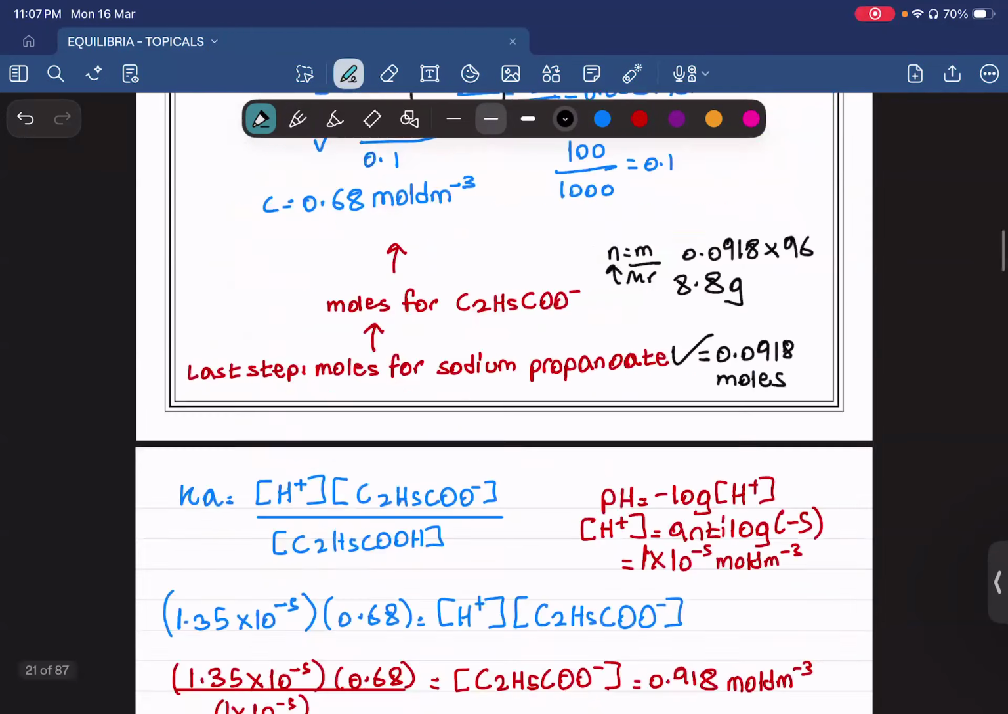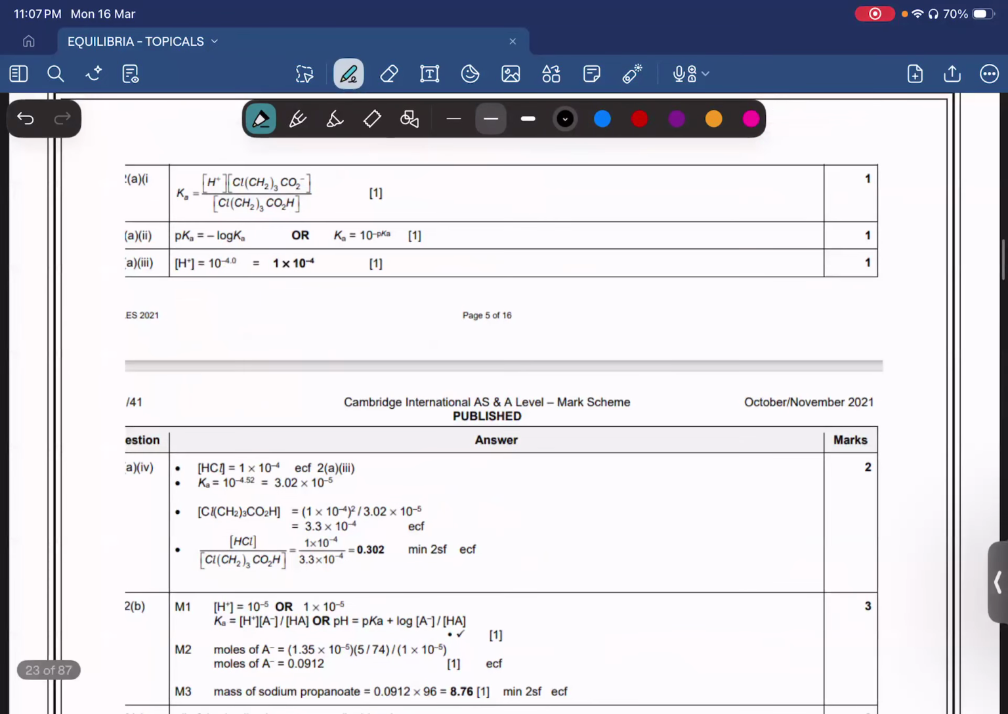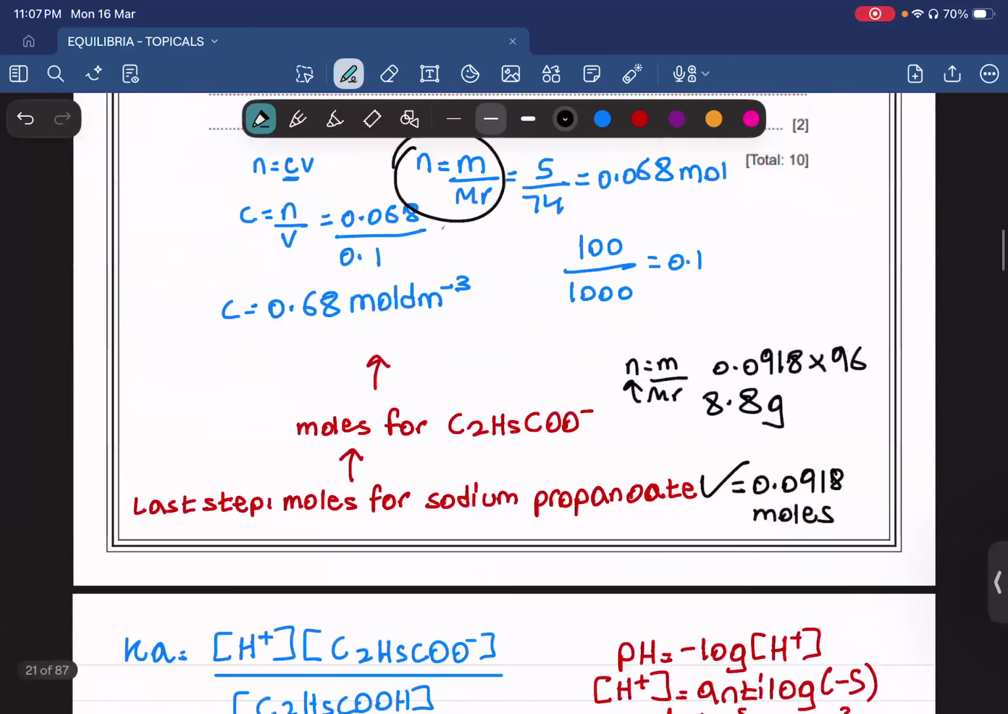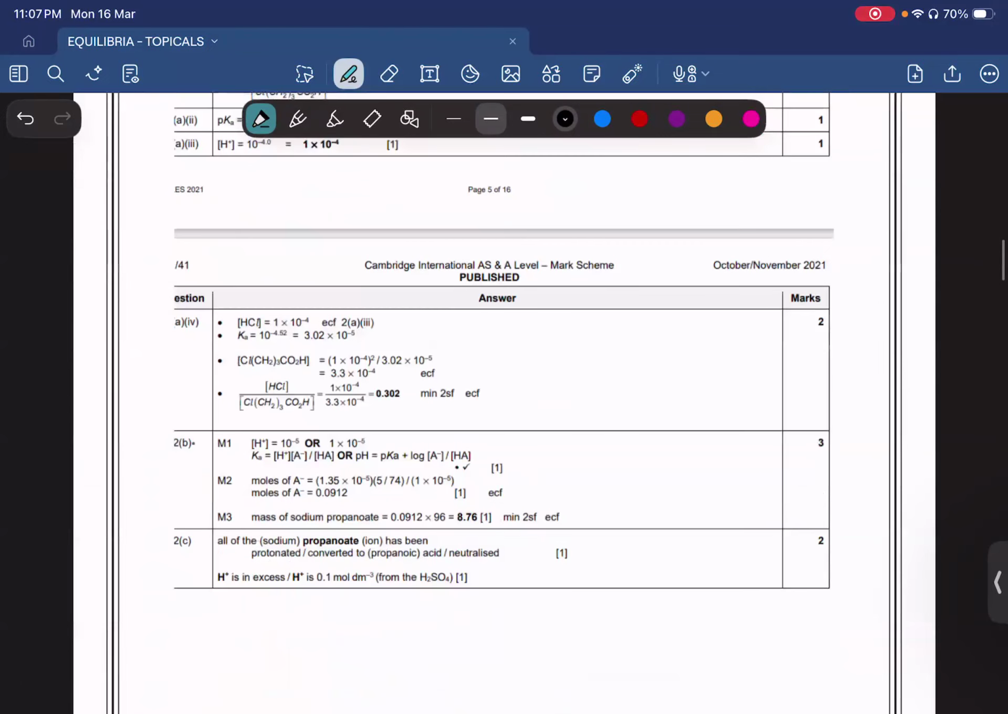Let's see if our answer is correct. Okay, what part is this? I'm not even sure. 2B, okay, 2B. So this is B, yeah, 8.76. If you round this to 2SF, this becomes 8.8 grams.